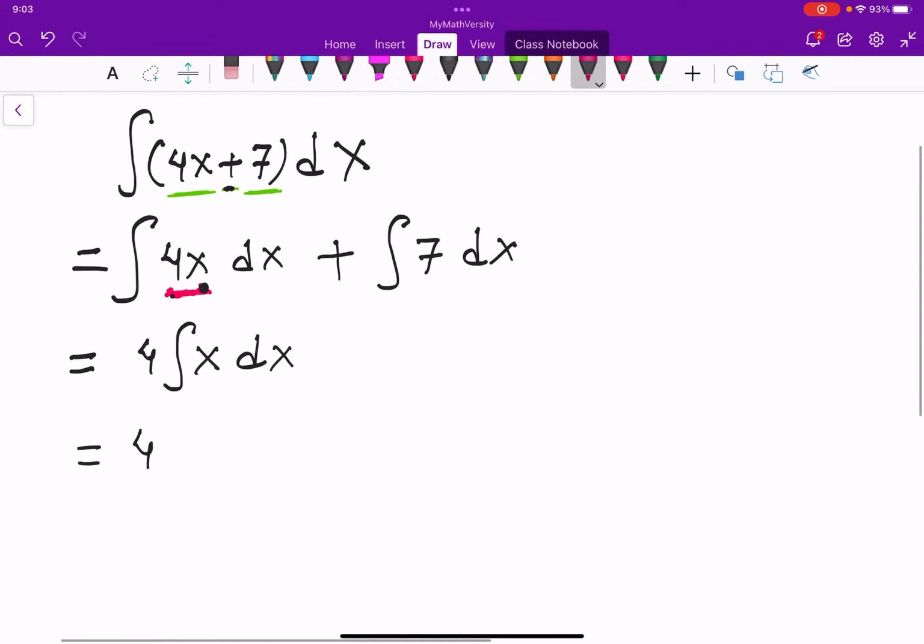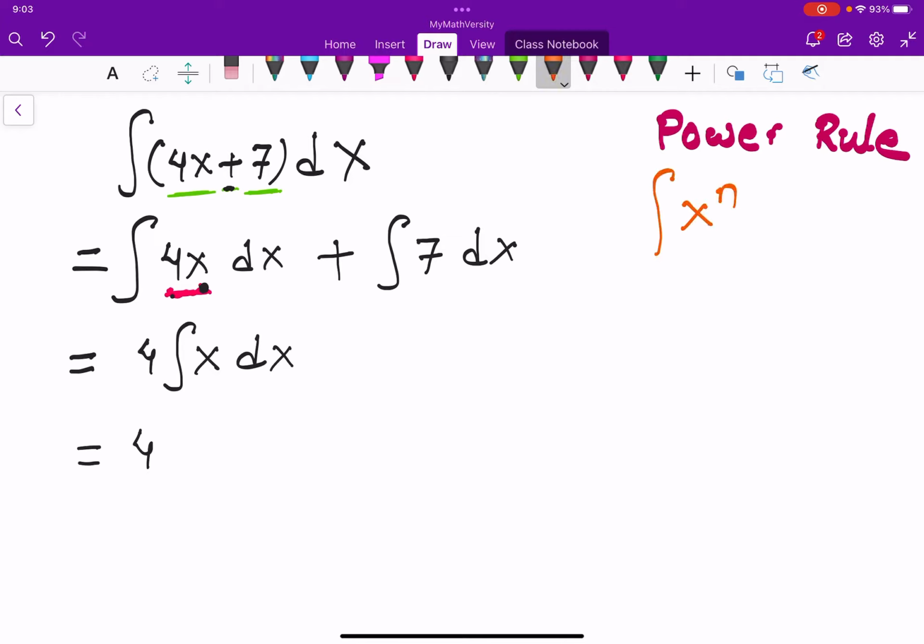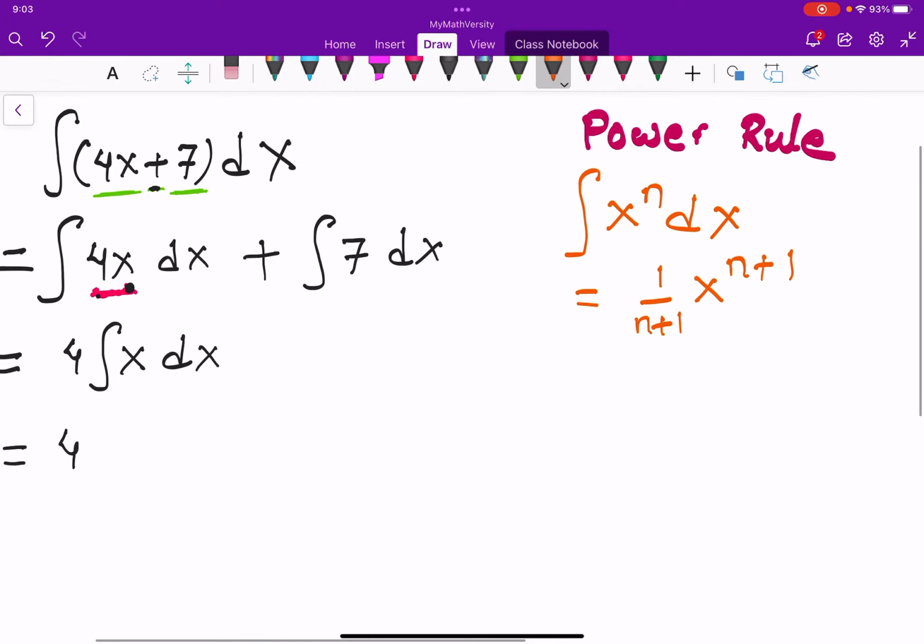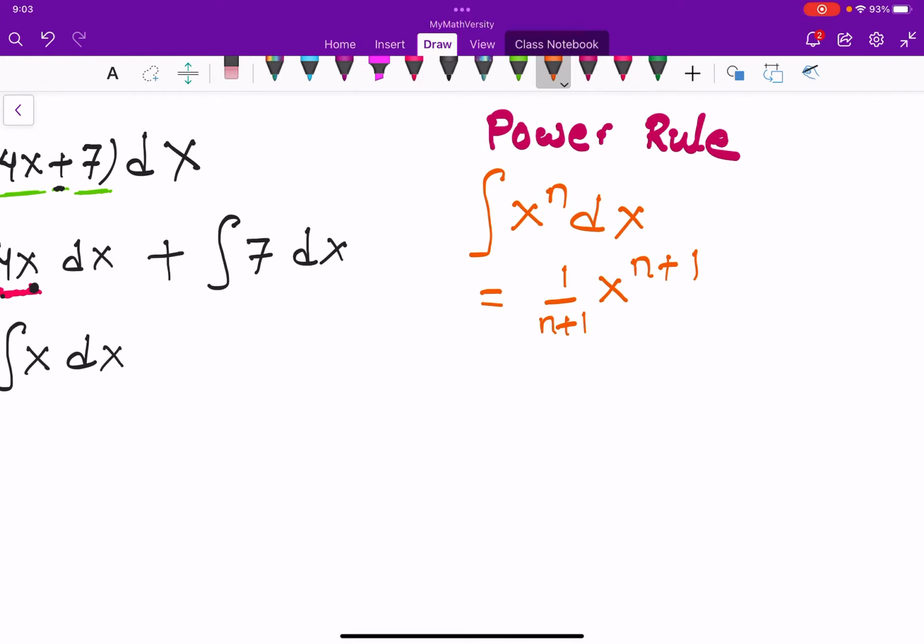The antiderivative of x. So x is a power function. There is a rule called the power rule for the antiderivative: if you have x to the power n, its antiderivative is found by adding 1 to the power, so the new power is n plus 1, and multiplying by the reciprocal of that new power. This is the formula to find the antiderivative of a power function like x to the power n. This formula works for all real numbers n except -1.